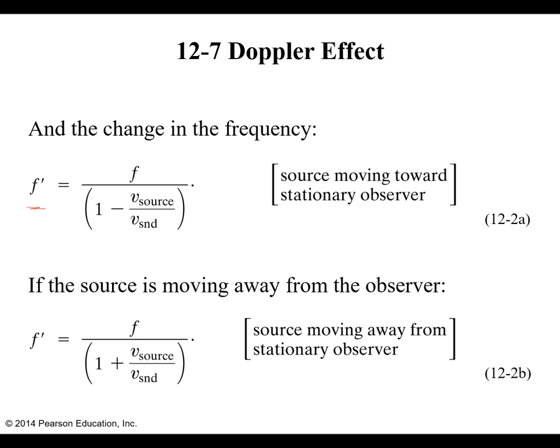Now note that this was the case when the source is moving toward a stationary observer. What if it were the other way around? What if the source were moving away from the stationary observer? Well, you could do a very similar analysis, and what you'd find is that you get the exact same equation. The only difference is the minus is now replaced with a plus. Okay, so we've got two different equations based just on the direction the source is moving.